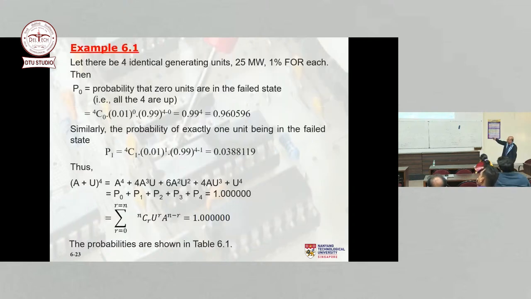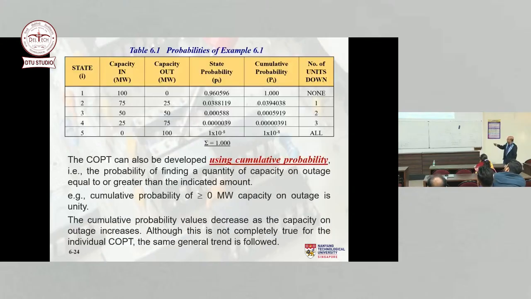We found this, right? When no unit is out. Yeah, so that's what it is. 100 megawatt available, no unit is out. This is the state probability. State probability. I repeat, very soon I'm going to show you something else called cumulative probability, which is slightly different.